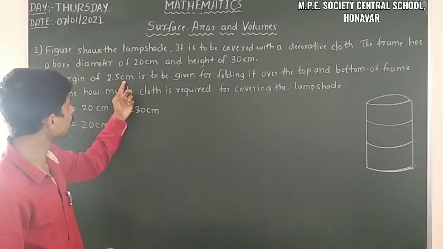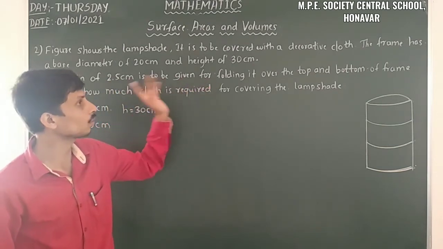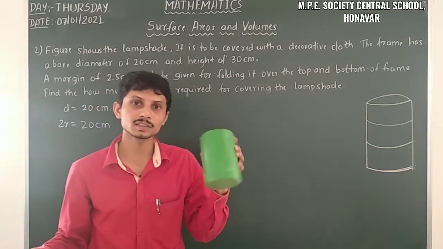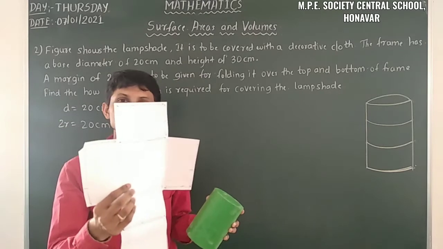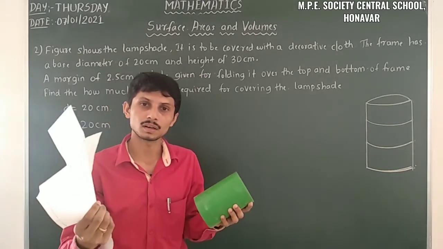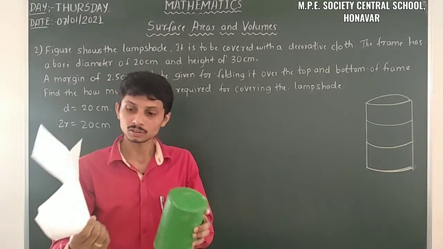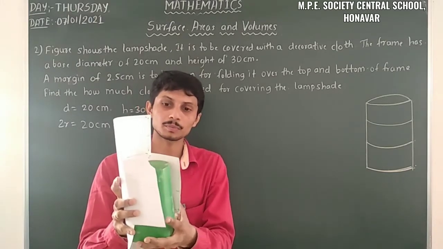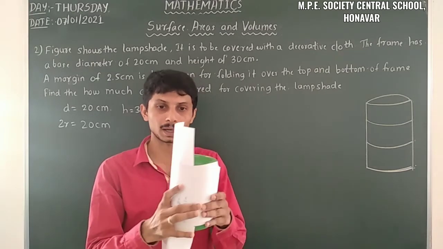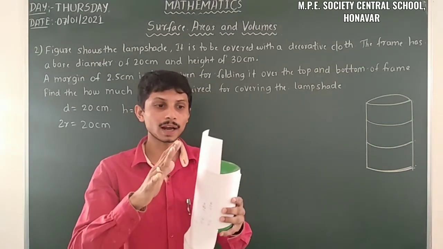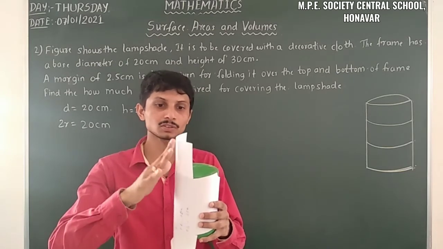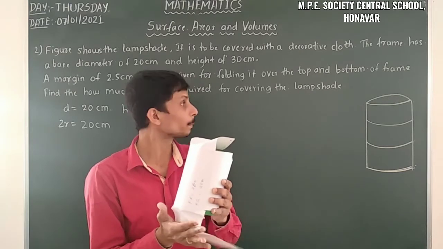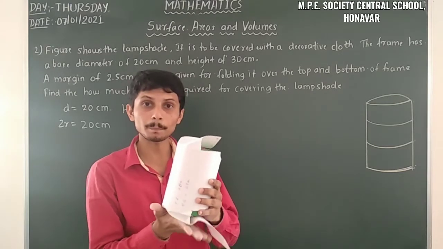A margin of 2.5 centimeter is to be given for folding it over the top and the bottom. That means, consider this as a lampshade, a circular cylinder, and this as a decorative cloth. From this we can cover this circular part. But here it is given that a margin of 2.5 height is given, to cover the top part and the bottom part by folding.